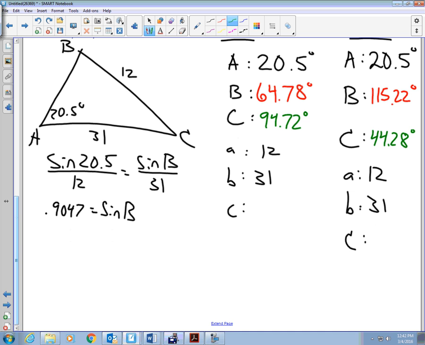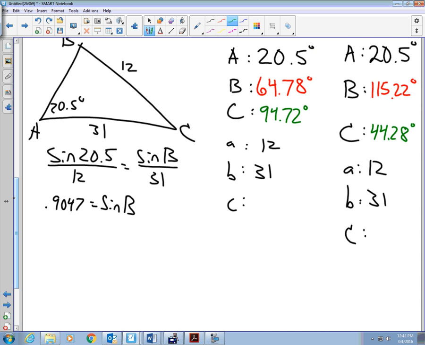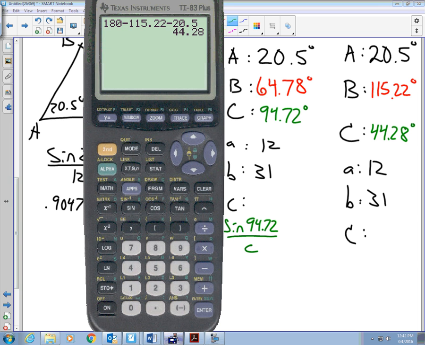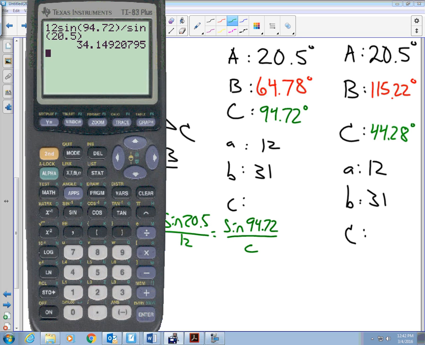Can you then find C? How? Yep, just use the law of sines. Sine of 20.5 over 12 equals sine of 94.72 divided by C. I get 34.15.